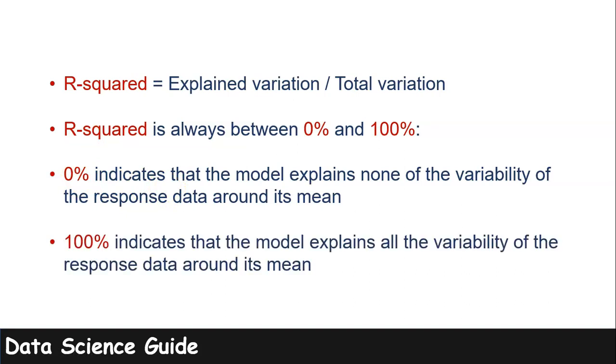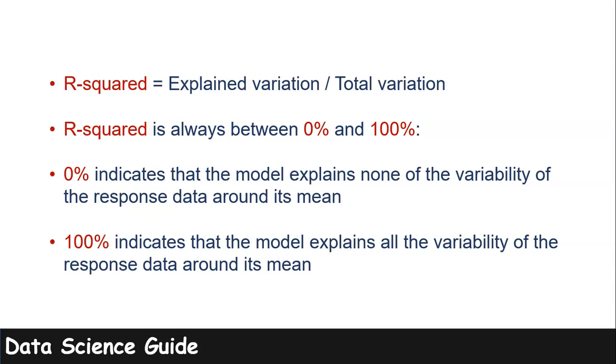And when R squared equals 100% or 1, that indicates that the model explains all the variability of the response data around the mean. In other words, these independent variables have 100% impact on that dependent variable. And honestly, no model has 100% R squared, because that would mean the prediction power of that model is 100%, and there is nothing like that.